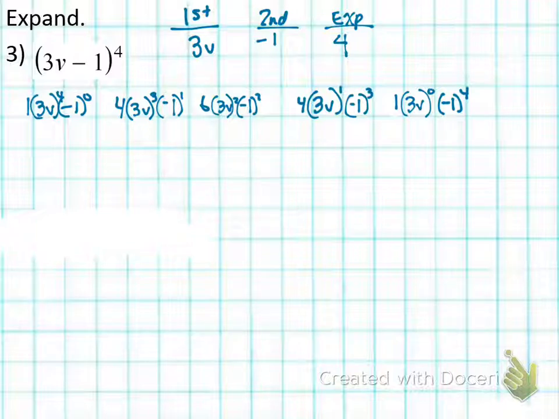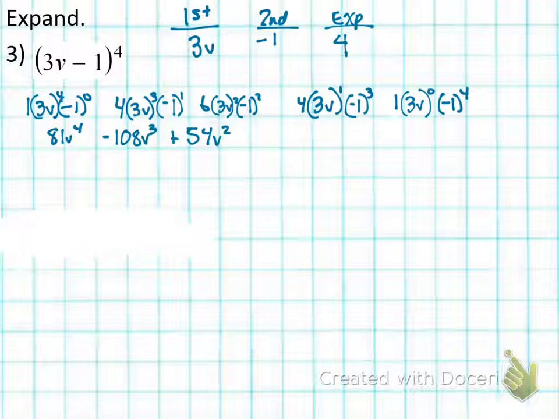So I'll give you about a minute to 2. Okay, first answer is 81v to the 4th power. Second one is what? Negative 108 v cubed. Next one. Next one. Plus 54v squared. Yep. Next one. Negative what? 12. Last one? Plus 1. Okay, good.